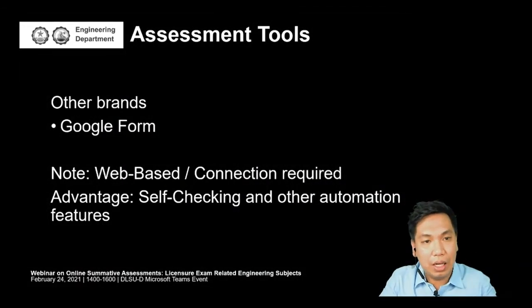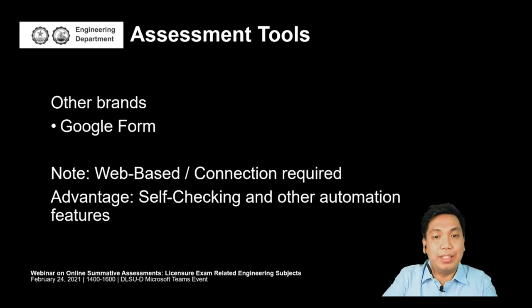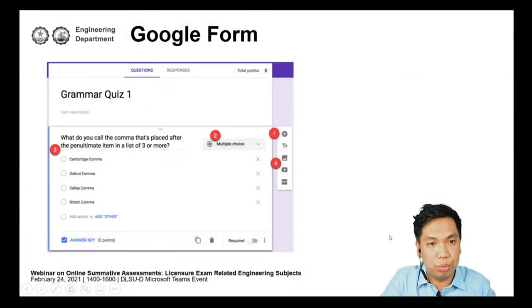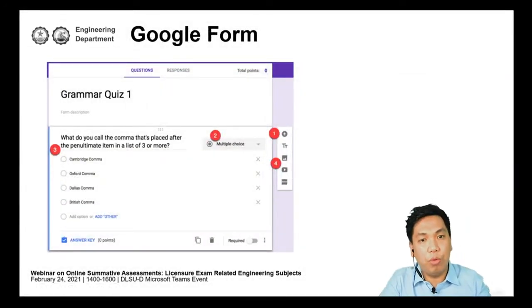Then we have Google Forms. Please take note that we all know these websites are web-based and an internet connection is required. The advantage is that these are self-checking and have automation features. Compared to using Scantron in face-to-face or ZipGrade, since this is an online examination, it can automatically be checked. We just need to be prepared and trained to program our examination. We really need to be a bit techie. It doesn't need to be super programming, but we need to be trained in order to maximize all the features. And here's the example of the Google Form. And yes, as mentioned, a quiz can be done on Google Forms.